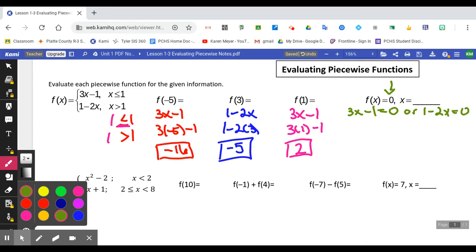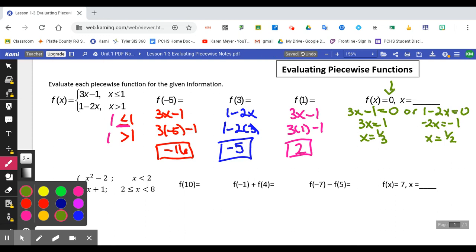So on the first one, move the -1 over by adding it. And then divide by 3. So we get x equals 1/3. On the second one, move the 1 over and it becomes a negative. Divide by -2 and you get positive 1/2.